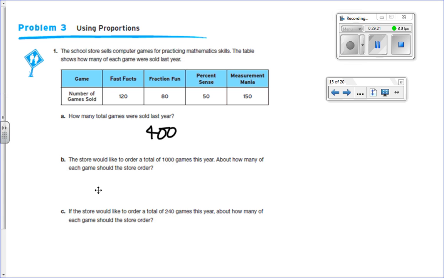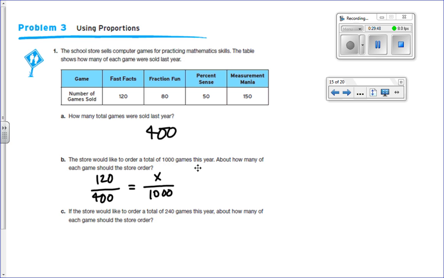So what you're going to have to do is set up a proportion for each. So we know we have a total of 400 now, so we're going to put the 1,000 in the denominator position, which represents a total as well. And then you're going to put each of these numbers in the numerator one at a time and then solve for the missing term. I'm going to do the first one with you so that you get the idea, and then I'm going to have you do the rest on your own.